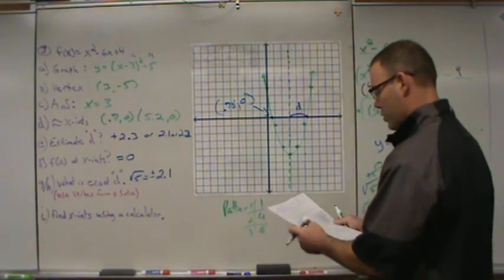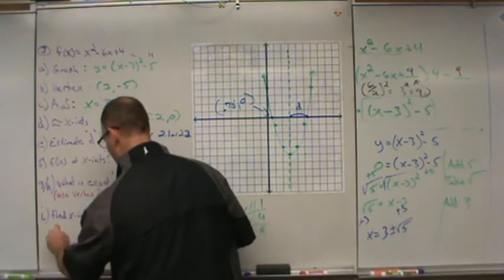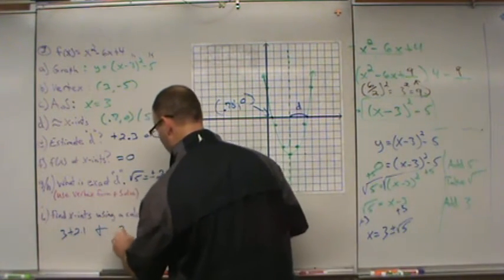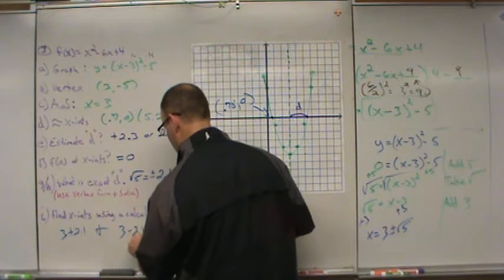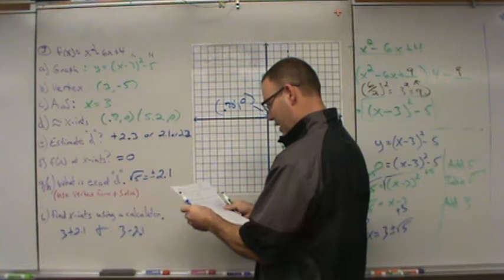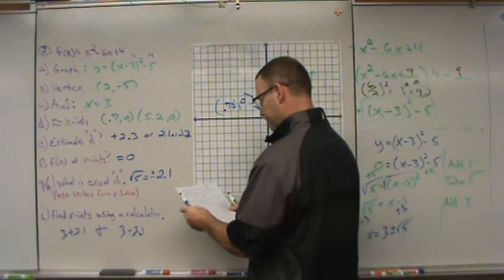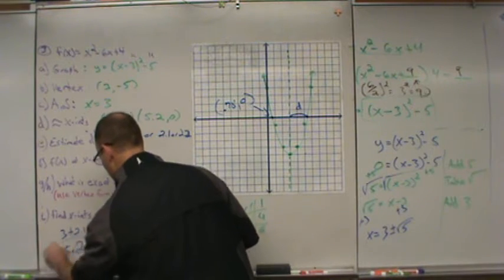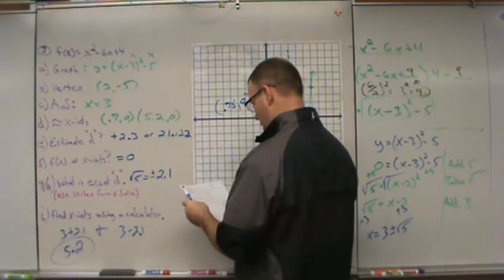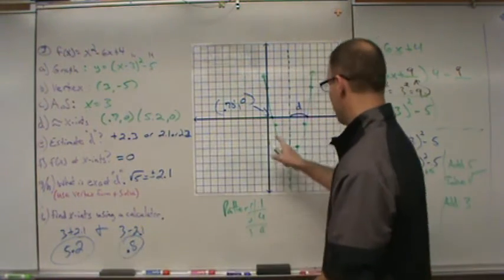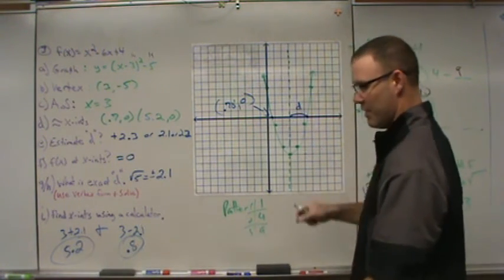Okay, so if we use a calculator, we have 3 plus 2.1, and we have 3 minus 2.1. What are those exact values? Those exact values are going to end up being 5.2 and 0.8. Those are my exact values. That's how I was able to find those.